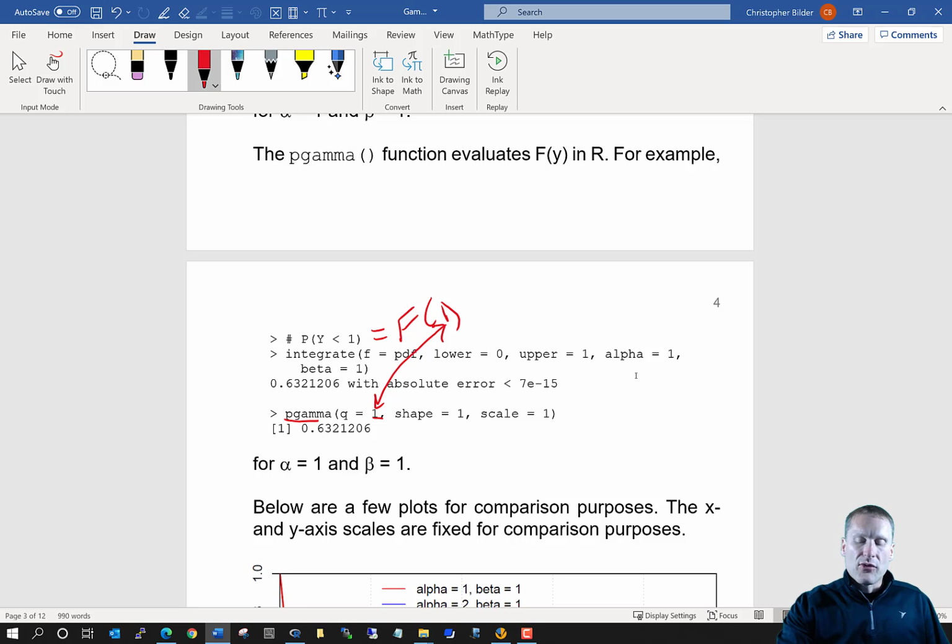My shape parameter, sorry, I should have mentioned that before. My shape parameter is going to be alpha. My scale parameter is going to be beta. I get 0.63. So that's the area underneath the curve to the left of 1. Alternatively, what I could have done is just simply integrate. But of course, using the pgamma function is going to be easier.